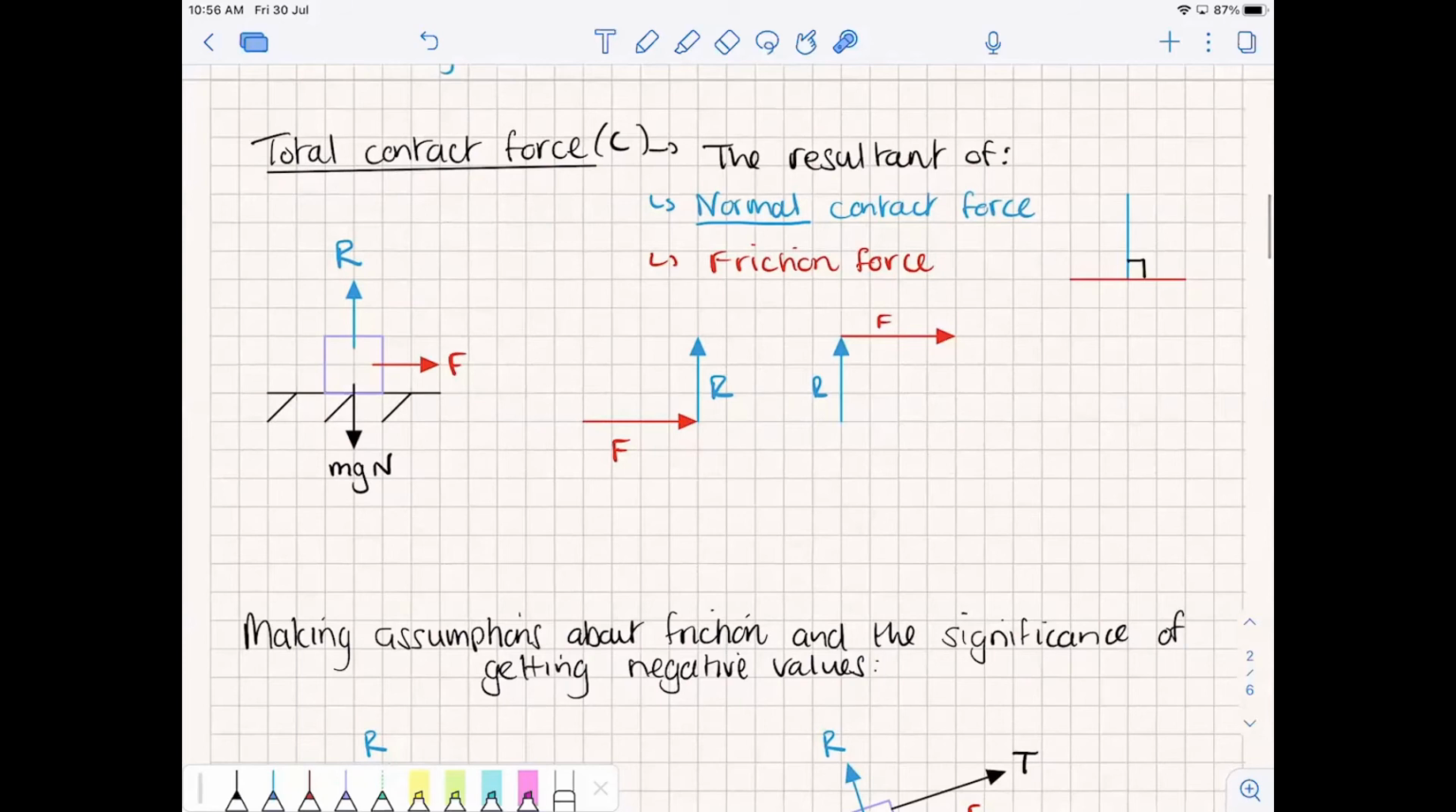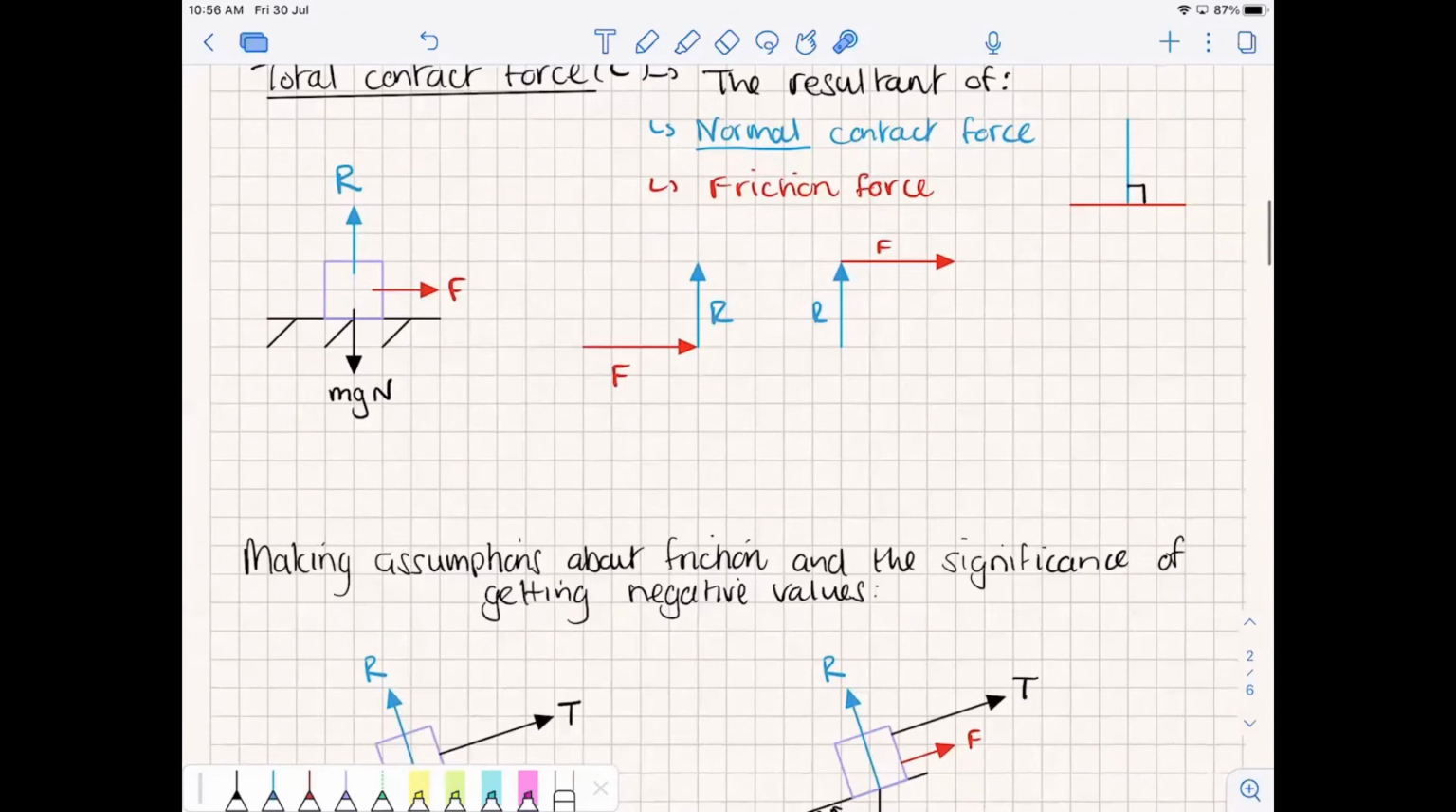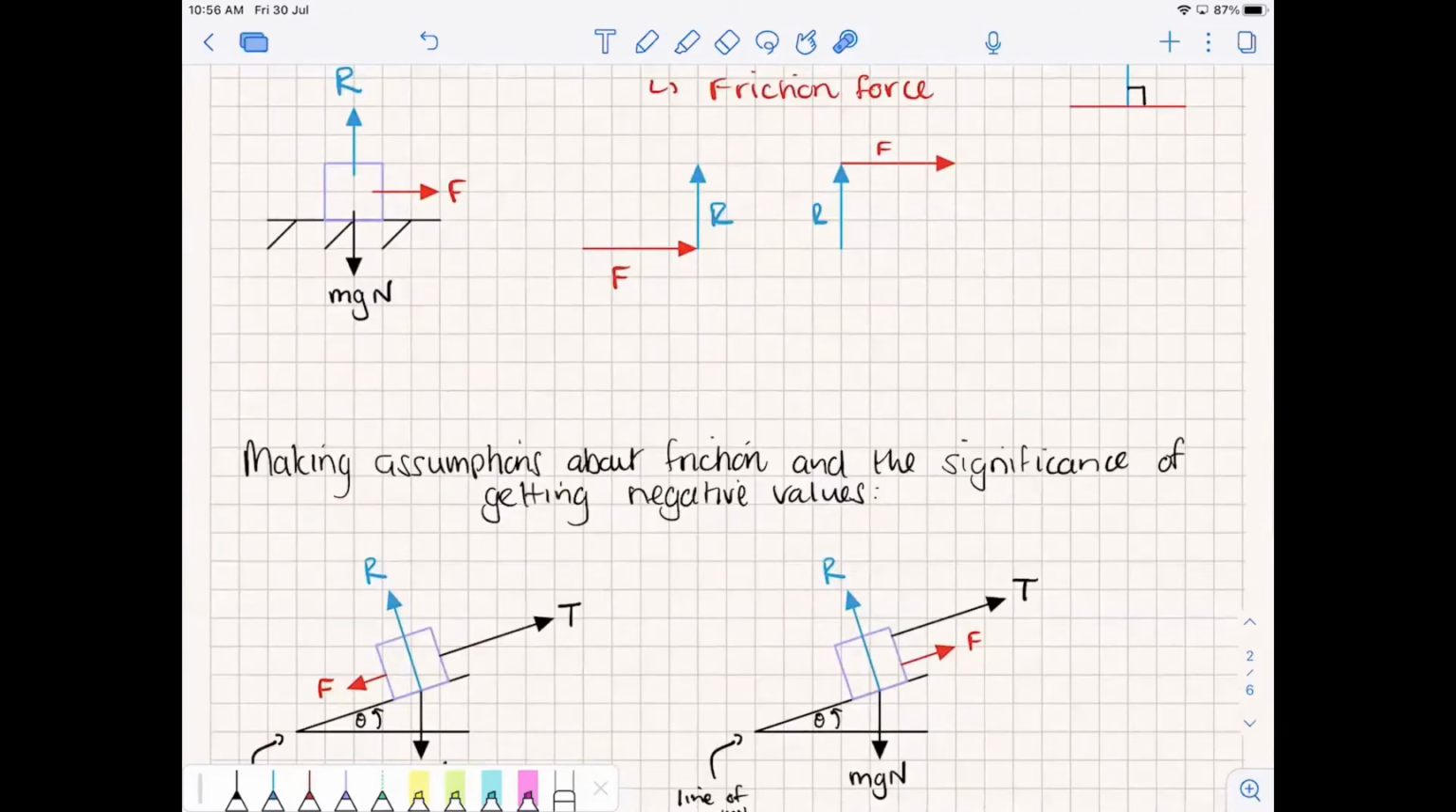Okay, let's talk about total contact force. So we've just seen that we get the friction force from the normal contact force. The normal contact force is the force perpendicular to the surface. So on a flat surface, that's straight up. If it was on a hill, it would be perpendicular to the slope. So I can actually just go down. If we have a look at the bottom over there, the R, that's my normal contact force. You can see it's not vertical anymore, but it's perpendicular to the surface.